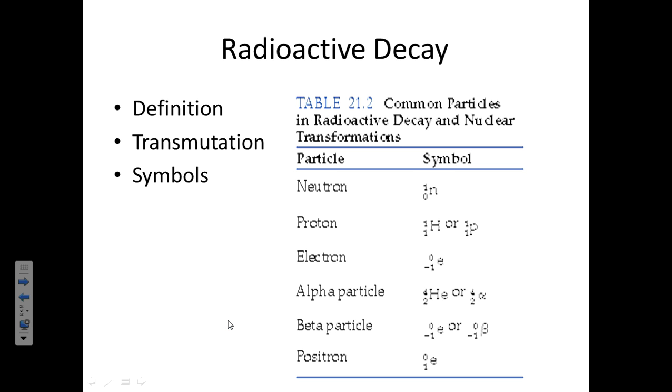And we'll talk about the positron in a minute. A positron, notice, looks like a beta particle in terms of symbols, except it's +1 instead of -1. We'll talk more about what that means in a second.